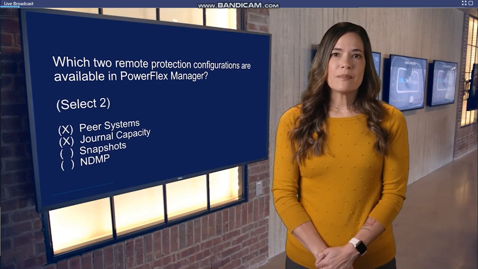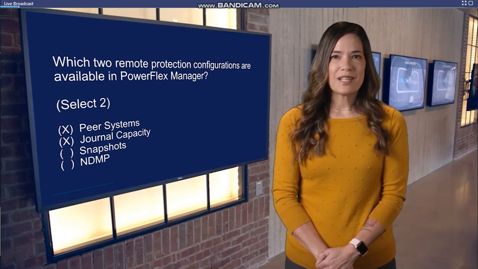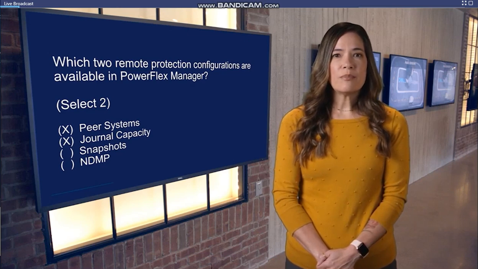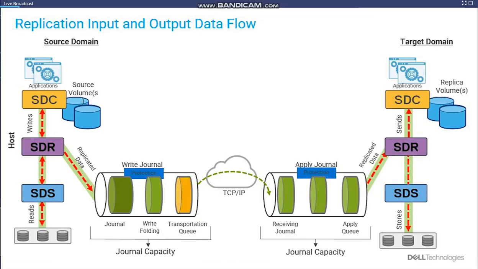Of the four answers, Pure Systems and Journal Capacity are the two correct answers. They are the two remote protection configurations used to monitor and protect the data transfer from the storage pool to the volumes to the client application. Journal Capacity is used in a PowerFlex replication implementation. The source domain or source protection domain for the PowerFlex cluster is managed and operated by PowerFlex Manager.